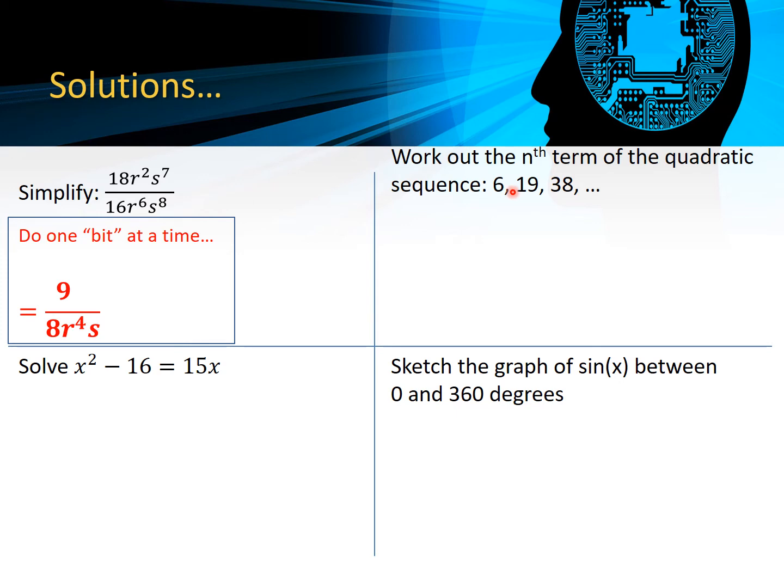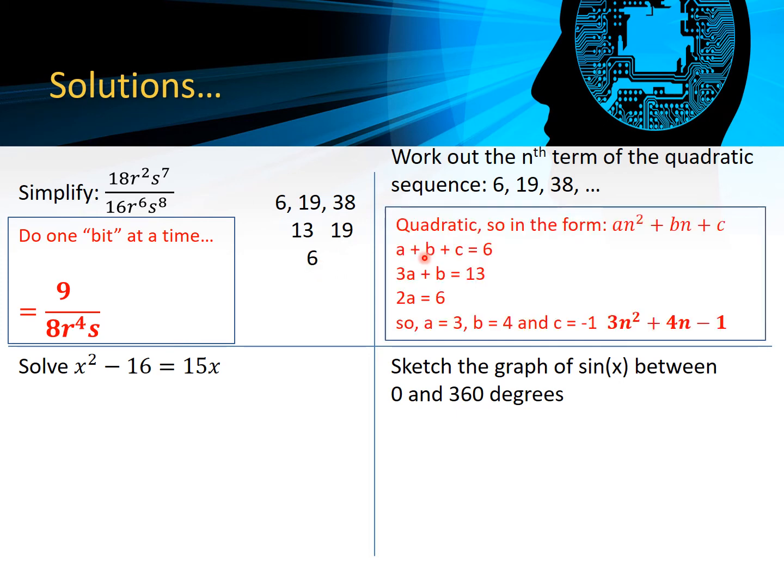Next, we've got the nth term of a quadratic sequence. So what I'm going to ask you to do is to write down the numbers first, then work out what your first difference is, then work out what your second difference is. So the first difference between there and there is 13, between there and there is 19, and the difference of the two is 6. Next, we're going to write down our a plus b plus c, and so on. So a plus b plus c is 6, that's this number. 3a plus b is 13, that's this number. And 2a equals 6 is this number. We're going to work out what a, b, and c are, starting at the bottom, working our way up.